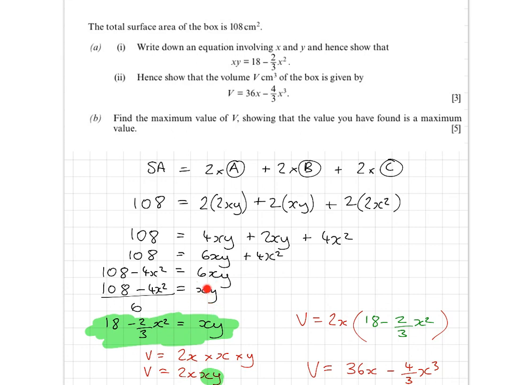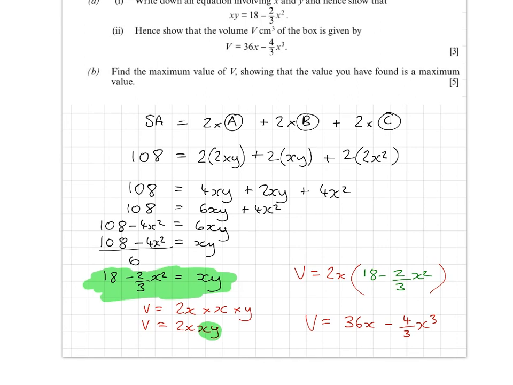Okay, so I got xy on its own and then divided by 6, etc. Now for the volume one, I know that volume is just timesing all 3 sides together, so I've got 2x times x times y. Now I was going to write that as 2x squared y, but I know an expression for xy already. So I've written that as 2x times xy, and then I've changed the xy for what I worked out before, and I've subbed that into here. Okay, and that's how you get the formula that they wanted.